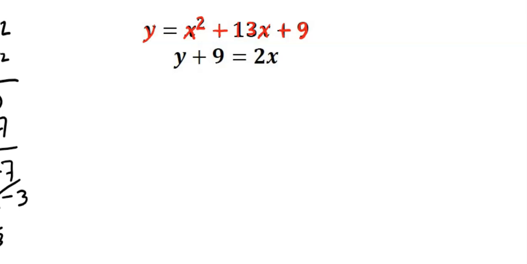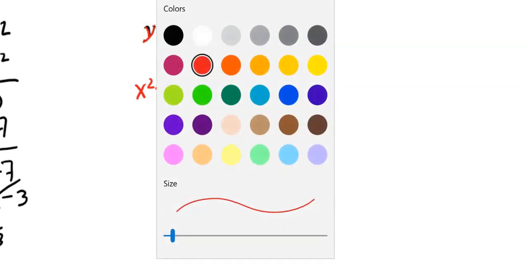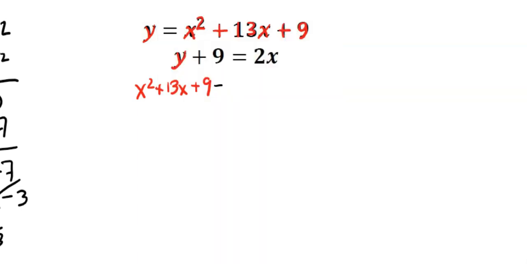And so I'm just going to go down, and with this y right here, I'm going to put in the expression x squared plus 13x plus 9. I'm going to put it in for y. So I get x squared plus 13x plus 9 plus 9, this is the 9 that was already there, is equal to 2x. And then I'm going to subtract 2x from both sides, getting 0 on the right.